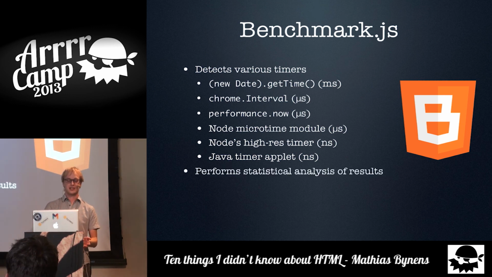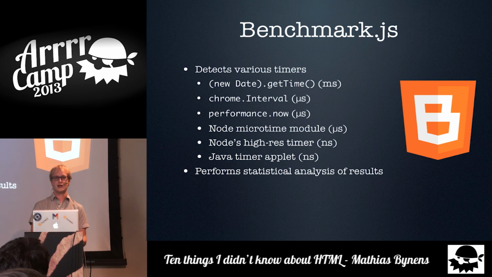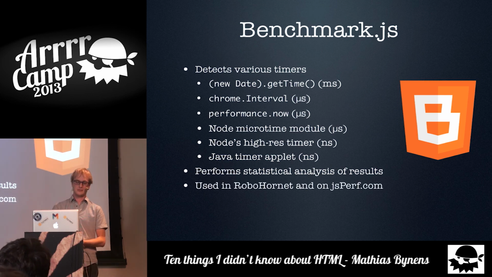Now, another thing that Benchmark.js does is it performs statistical analysis of the results. So after running a test, you can be sure that the results are statistically sound. And this means, in practice, that whenever you run the same test twice on the same hardware with the same settings and the same circumstances, the same everything, it will give you approximately the same result. It should never tell you that your own computer suddenly became faster than itself or something. And that may sound very obvious, but a lot of the big browser benchmarks don't do this very well, and they have this problem. Benchmark.js is used in RoboHornet, which is a community benchmark which was started by Google.